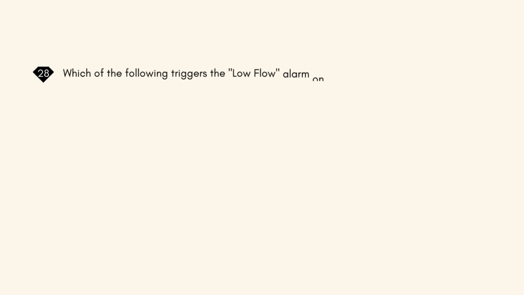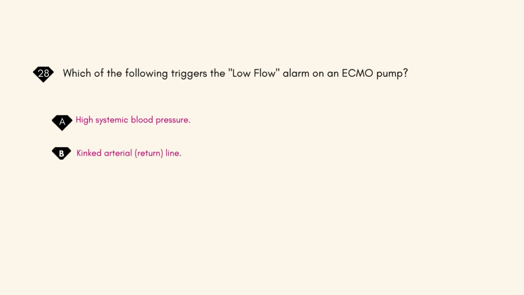Which of the following triggers the low flow alarm on an ECMO pump? A. High systemic blood pressure. B. Kinked arterial, return, line. C. Hypovolemia. D. All of the above.